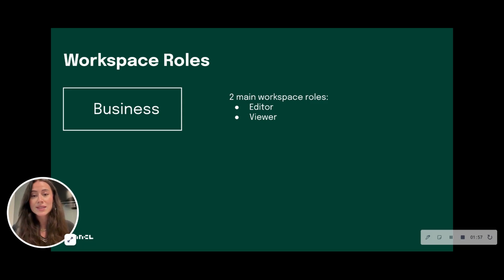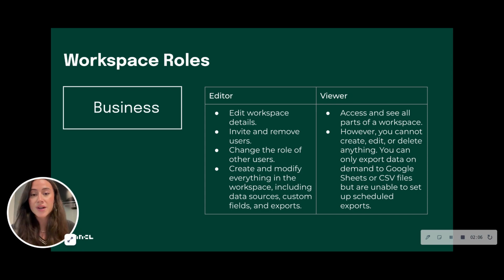Moving on to business. So, with business, there are two main workspace roles, editor and viewer. Being an editor, you're able to edit workspace details, you're able to invite and remove users, you're able to change the role of other users, and in general, create and modify everything in the workspace, including data sources, custom fields, and exports. Being a viewer gives you access to see all parts of a workspace.